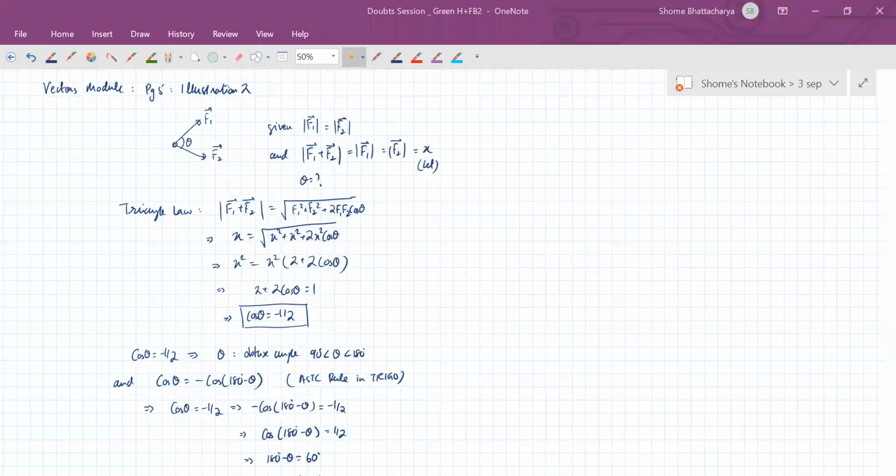We have a class, I think, either tomorrow or day after, one of the days. So I will discuss on that day. Okay. Anybody else having any doubt from assignment 1 in foundation batch 2? Okay. So now let's move on to the greenhouse student batches doubts.